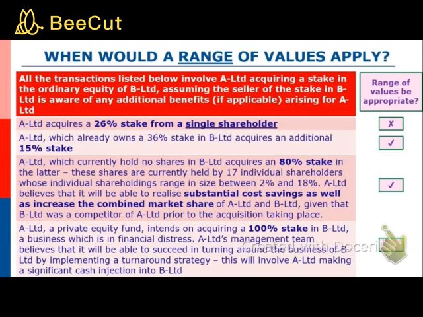And then A Limited. Now I'm changing A Limited and what it does slightly. A Limited is a private equity fund. They intend on buying 100% stake in B Limited. Now, from a control perspective, what dynamic does 100% bring about? There are no minority stakes involved here anymore.